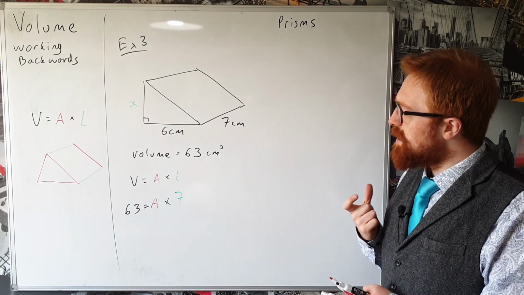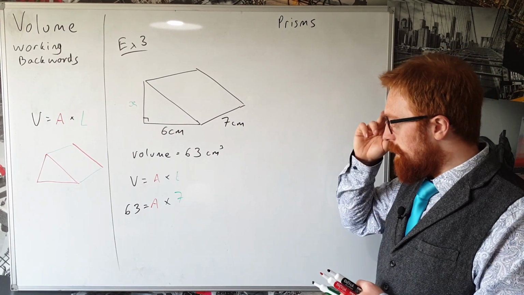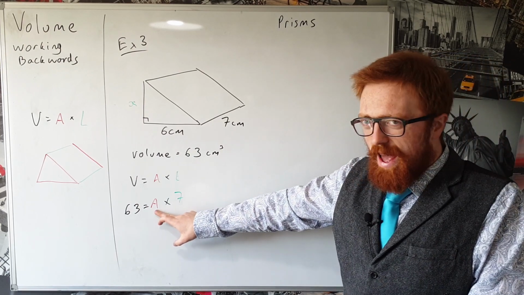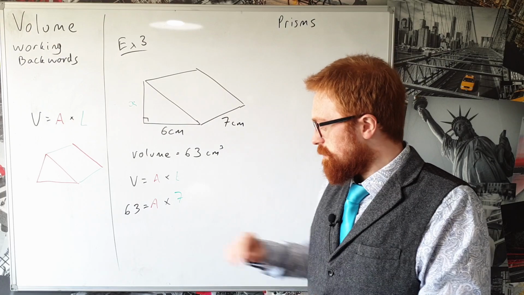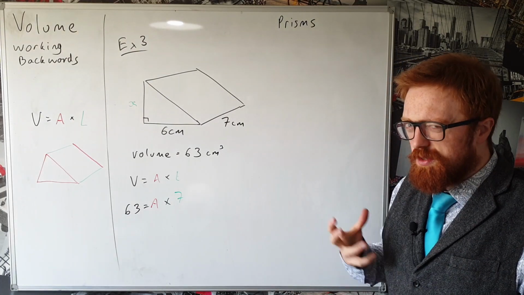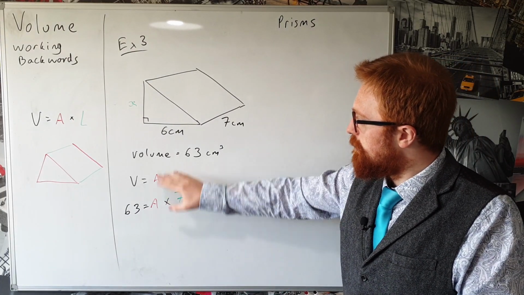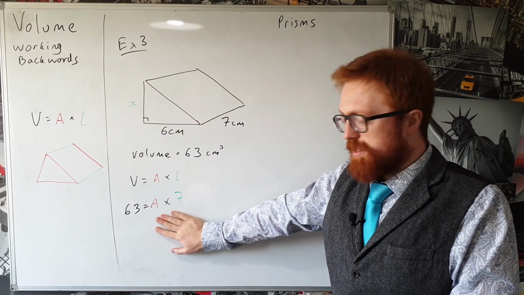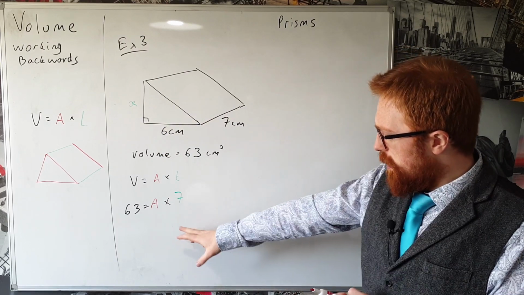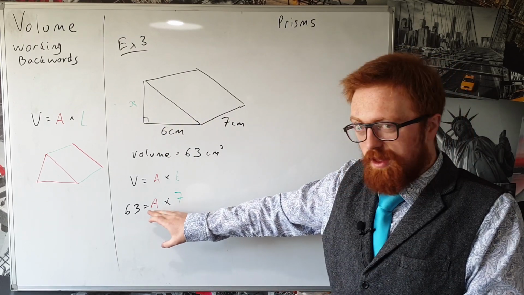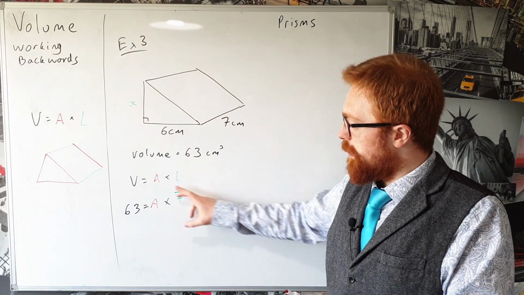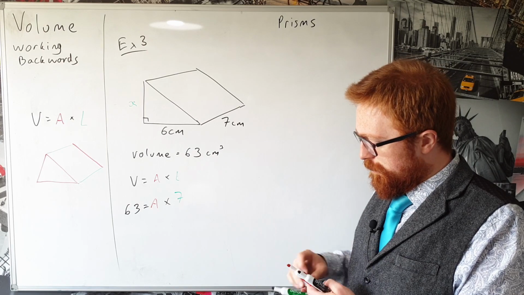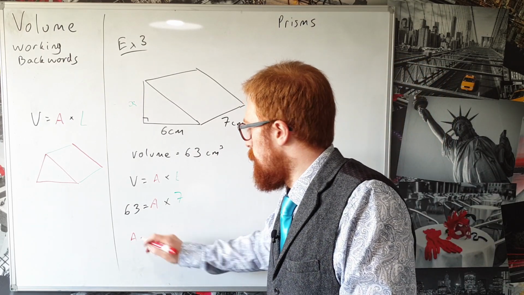So at this point we can think, okay, what area must they have worked out for this triangle for this to have worked? Now, the way we can work out the area, remember they've done something times by 7 and got an answer of 63. So we can undo this timesing by 7 by dividing by 7.